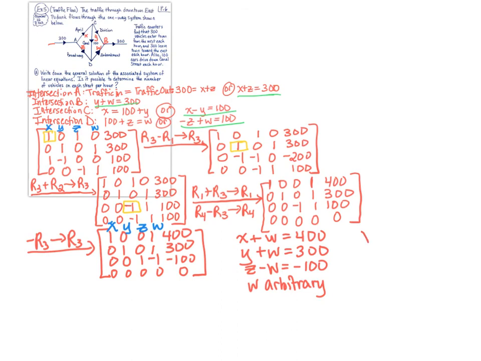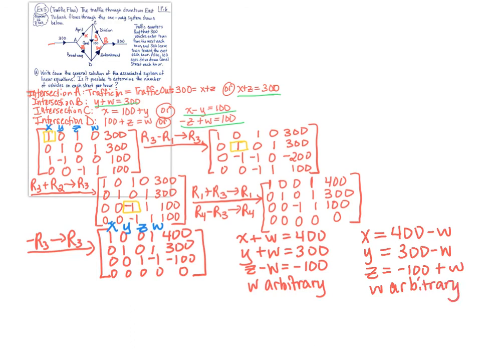So we can say X is equal to 400 minus W. Y is equal to 300 minus W. And Z is equal to -100 plus W, and W is again arbitrary. Okay, so we'll write our solution as 400 minus W, 300 minus W, -100 plus W, and W. Okay, so this means there are infinitely many solutions. Okay, now what does that really mean?